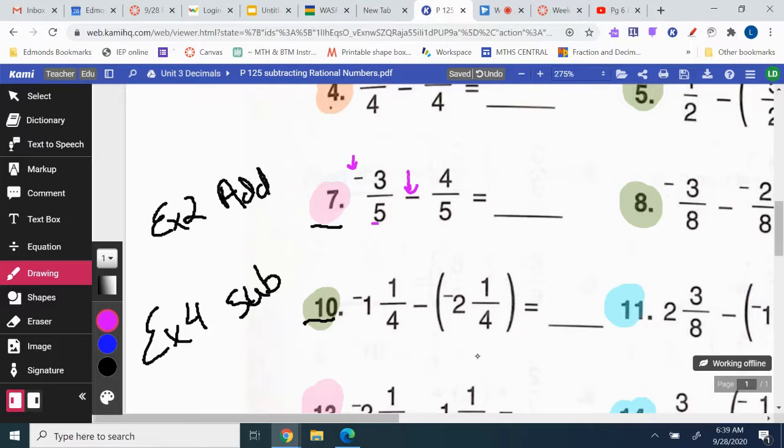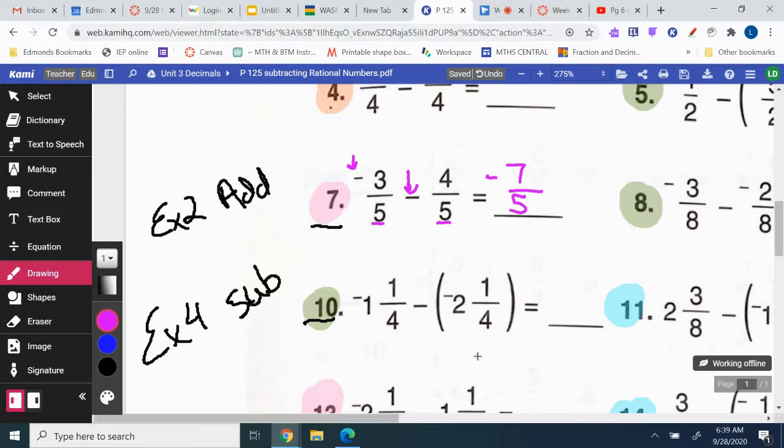My denominator is already the same. So I'm going to bring that over. And now, because the symbols are the same, I'm going to add them. 3 plus 4 is 7. That's a -7/5. But we cannot just stop there. We got to fix this mess because they want it in simplest form.